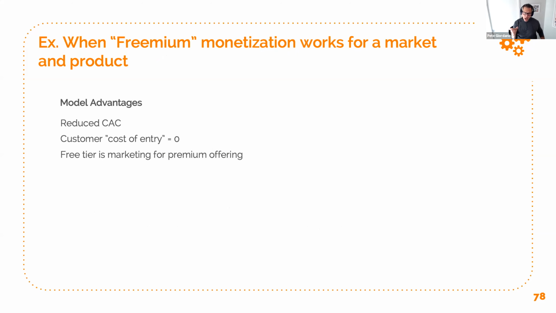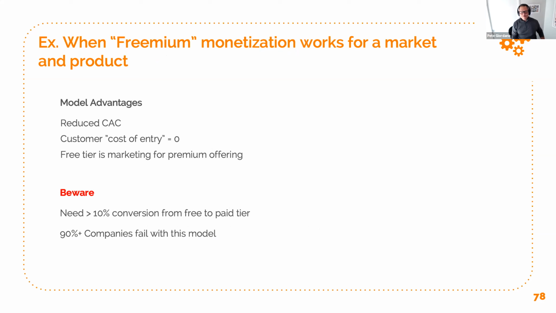The freemium model has a lot of advantages. You really reduce your customer acquisition costs. The free tier is really the advertising and the marketing for the paid tier. Your customers don't have to pay anything to enter. But on the flip side, it turns out from the research, you need more than 10% of your free users to convert to paid in order for this model to actually work. And it also turns out that 90% of companies that use this model fail.